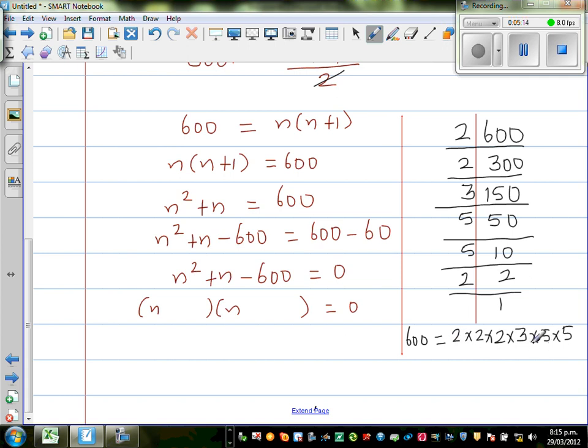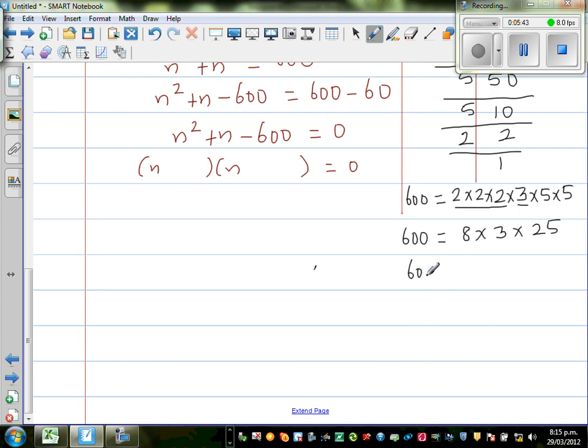So I hope you understand. Let me get my calculator. So this is 2 cubed. So 600 is 2 cubed, okay, I hope you understand. 2 cubed is the 2s multiplied to give you 8. So this is 8 times, this is 3 times 25. Okay, so this is 600.